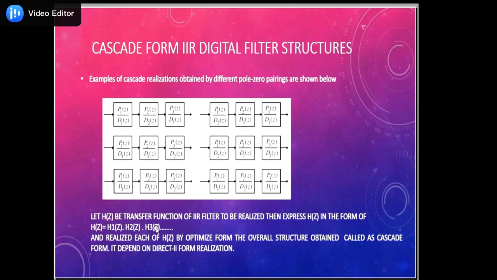Let H(z) be the transfer function of the IIR filter to be realized. Then express H(z) in the form H(z) = H1(z) multiplied with H2(z) multiplied with H3(z) and so on. That means you have to prepare H1(z), H2(z), H3(z) and so on with respect to Y(z) divided by X(z), and realize each of them. The overall structure obtained is called the cascade form.